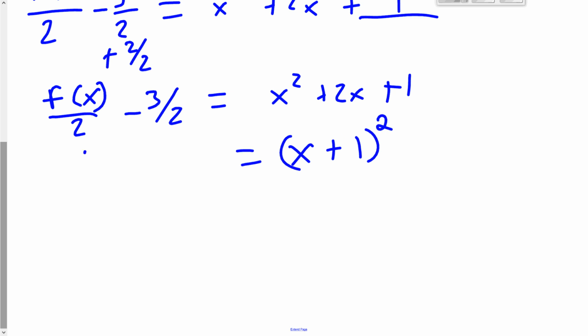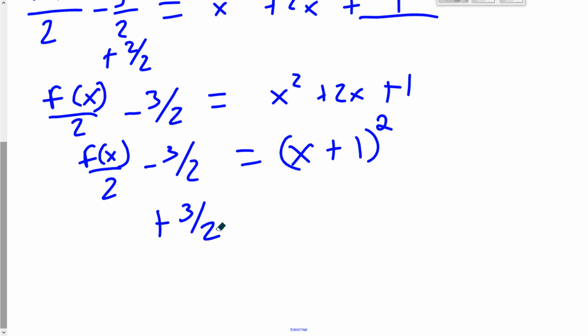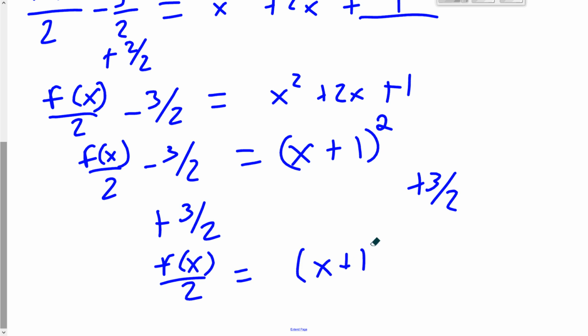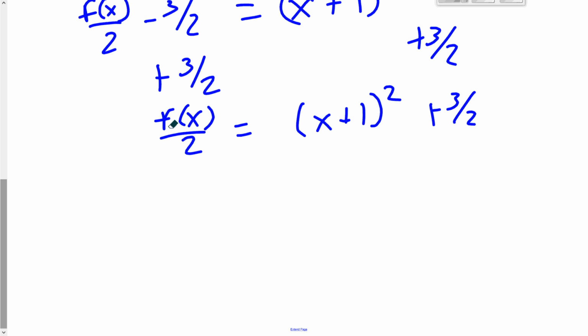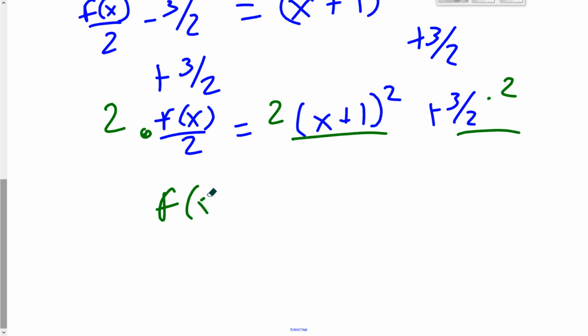That was the whole point of completing the square, so we have a perfect trinomial that we can factor easily. Now we can move that old c to the other side. So then we have f of x over 2 is equal to the quantity x plus 1 squared plus 3 over 2. Now we're going to get rid of those fractions by multiplying by 2 on both sides. So I have to multiply this term by 2 and this term by 2, so both of them. That's the way that we get rid of those fractions.